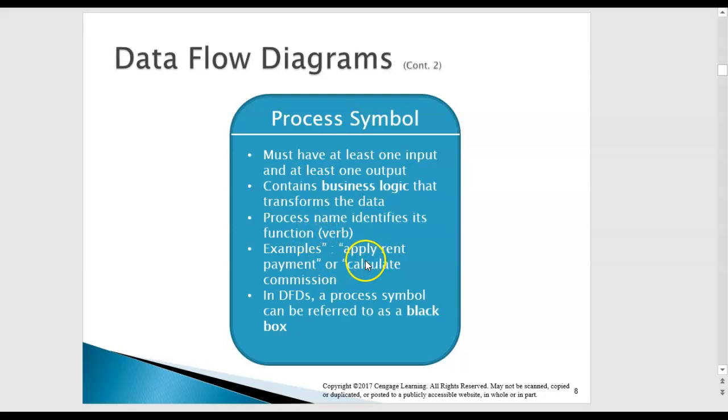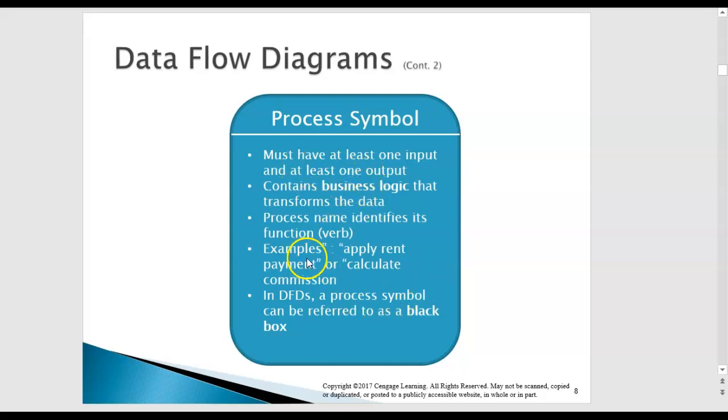An example of that could be calculate commission or calculate discount or apply rent payment. We refer to this process symbol as a black box because, like I said earlier, we're not focusing on how the process is performed. Instead, we're only focusing on what the process does.